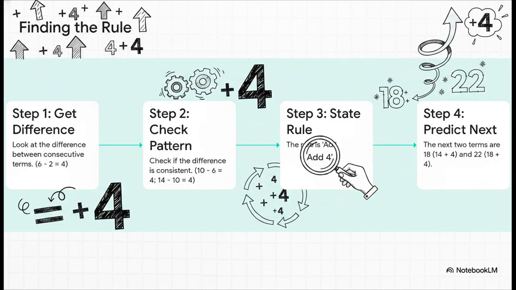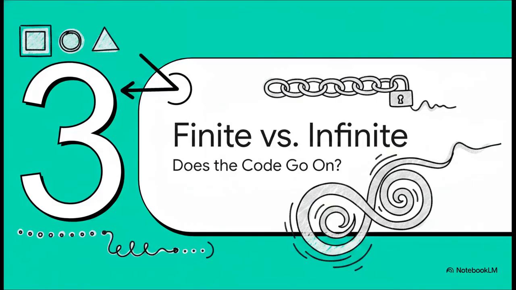All right, let's walk through it together. Step 1, you look at the difference between the first two terms. So 6 minus 2 gives us 4. Okay, step 2, we've got to check if that's consistent. Is 10 minus 6 also 4? Yes. What about 14 minus 10? Also 4. Perfect. So our rule is add 4. And once you know that, you can predict what comes next. 14 plus 4 is 18, and 18 plus 4 is 22. See? Easy.